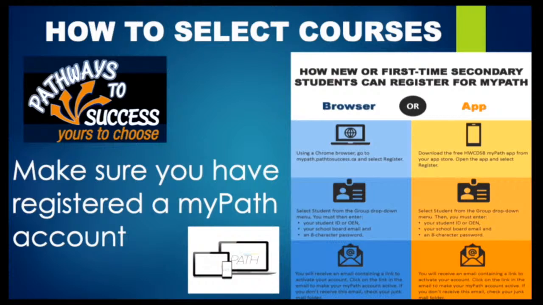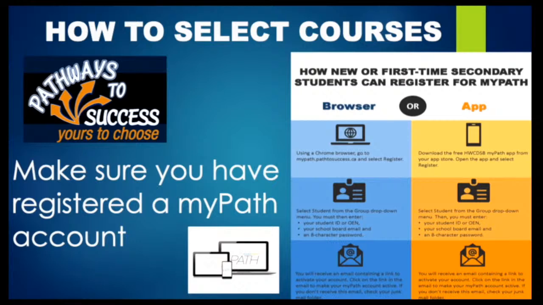So how do you select courses? Most of you will already know how to do this, but if you are a new student, you must make sure that you've registered an account with Path to Success or MyPath. You can do that using a browser on the internet, or you can download the HWCDSB app and follow the instructions. They're on the guidance LMS page as well, if you need to know how to register an account.